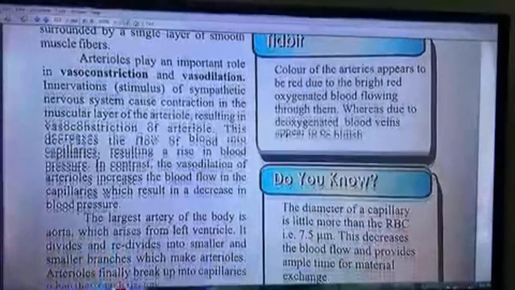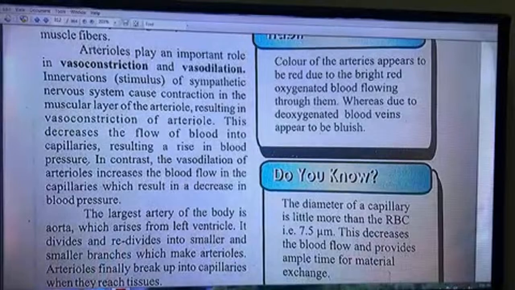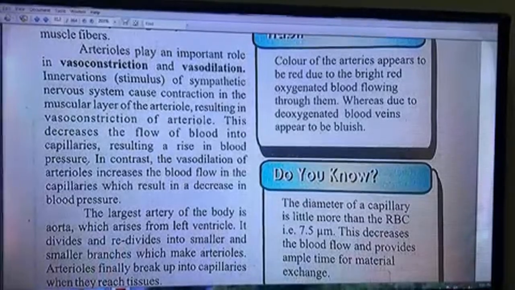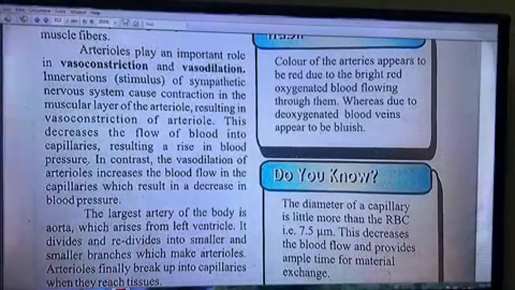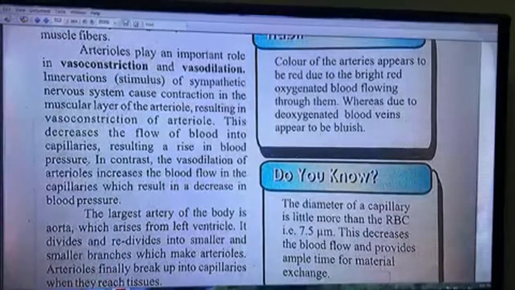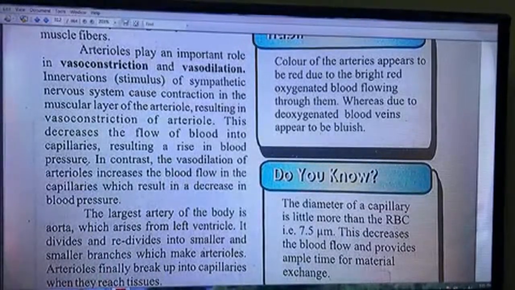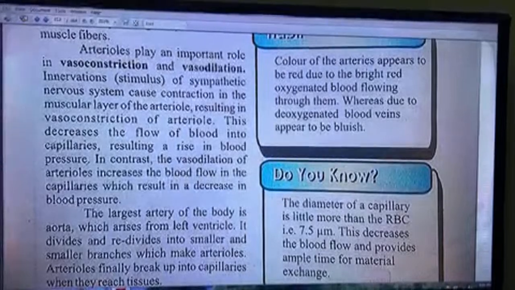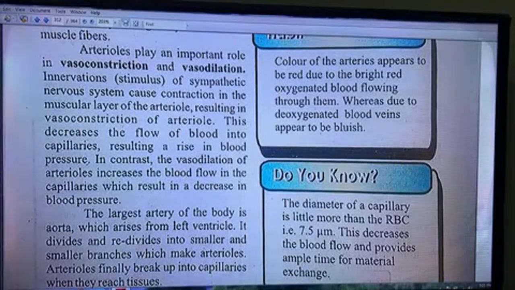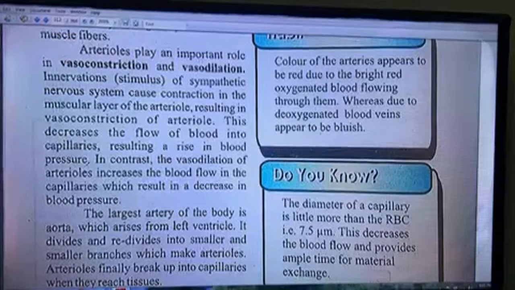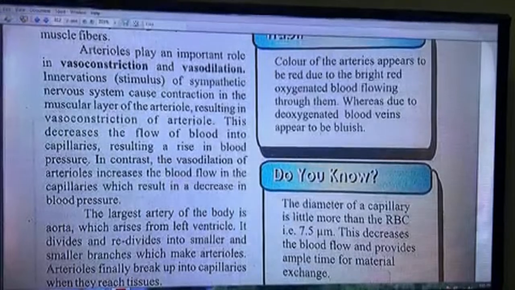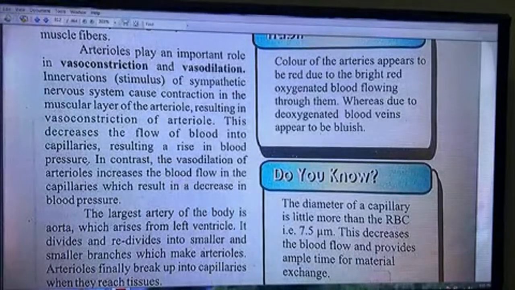Arterioles play an important role in vasoconstriction and vasodilation. Innervation of the sympathetic nervous system causes contraction in the muscular layer of the arteriole, resulting in vasoconstriction of the arteriole. This decreases the flow of blood into capillaries, resulting in a rise in blood pressure. In contrast, the vasodilation of arterioles increases the blood flow in the capillary, which results in a decrease in blood pressure.